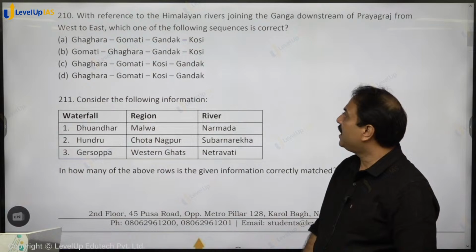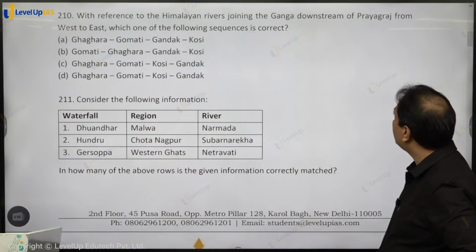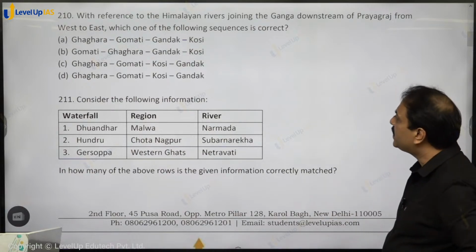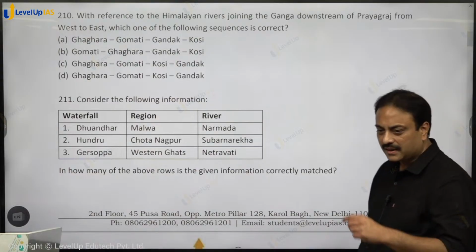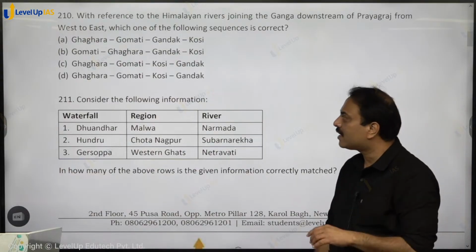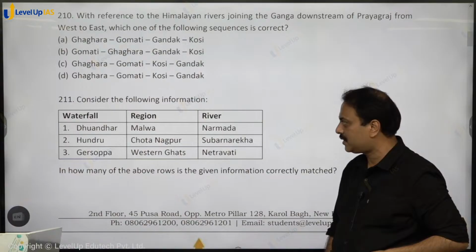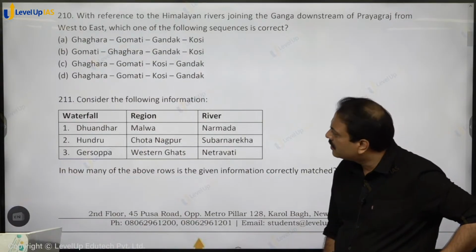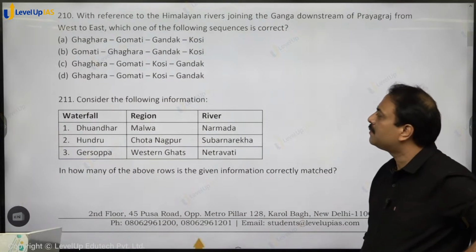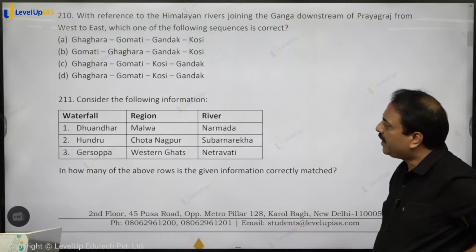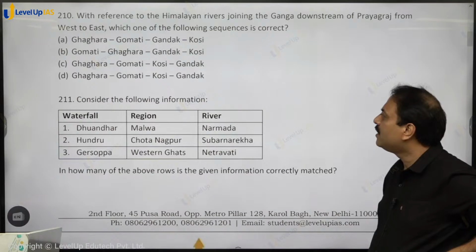With reference to Himalayan rivers joining the Ganga downstream of Prayagraj from west to east, which one of the following sequences is correct? Ghagra, Gomti, Gandak, Kosi; Gomti, Ghagra, Gandak, Kosi; Ghagra, Gomti, Kosi, Gandak; Ghagra, Gomti, Kosi, Gandak. Two are written the same, I'm sorry. Option A, B, C, D. What is the correct answer?